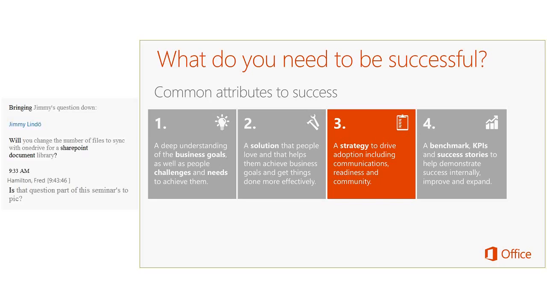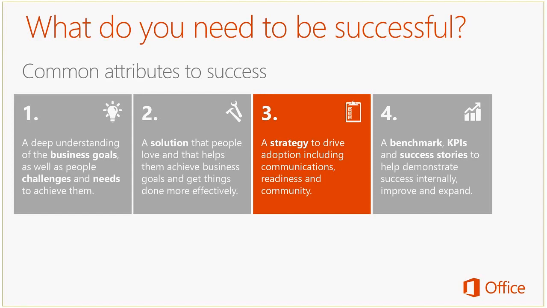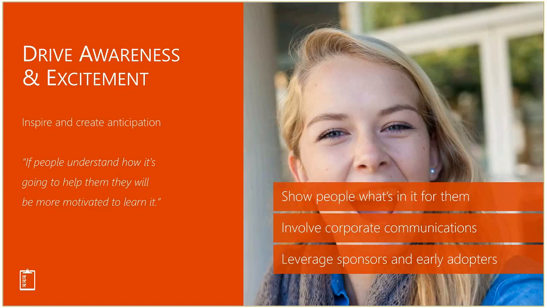Number 3, we have a vision that helped us build a solution that's going to transform how people work in the business. And we feel good, the solution has been built by including various stakeholders from the business since day one. Now it's time to communicate about it more broadly, and to execute on the communication, readiness, and community strategy. One of the first things to think about is how you can drive awareness and excitement about what you provide. The goal again is to inspire and create anticipation for what's coming in the organization.